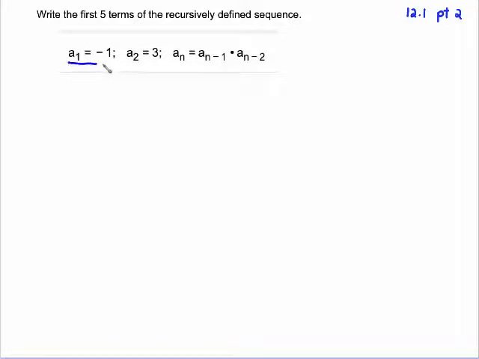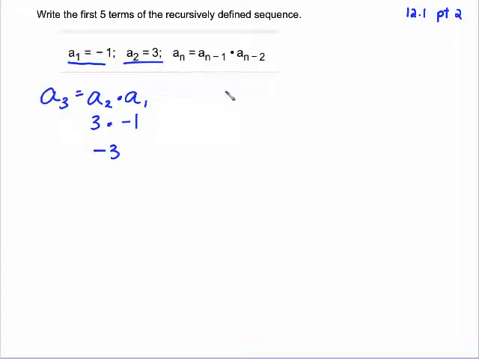So we know a sub 1, we know a sub 2. That means we're getting ready to find a sub 3. So to find a sub 3, we're going to put a 3 here, put a 3 here, put a 3 here, and do a little simplifying. So a sub 3 would be a sub 2 times 3 minus 2 is 1 times a sub 1. So look back here, a sub 2 is 3, a sub 1 is negative 1, 3 times negative 1 is negative 3.